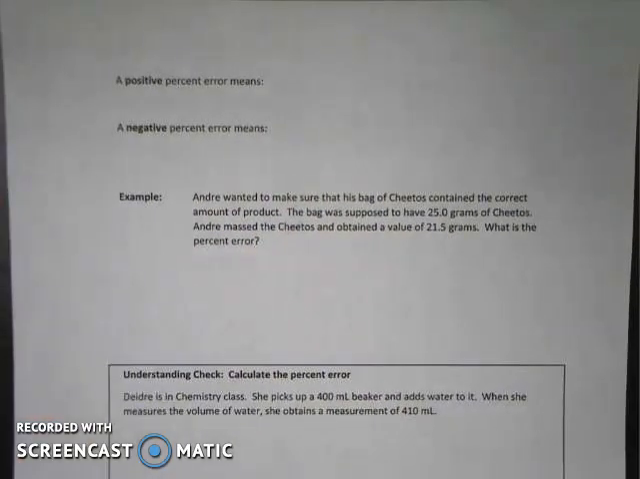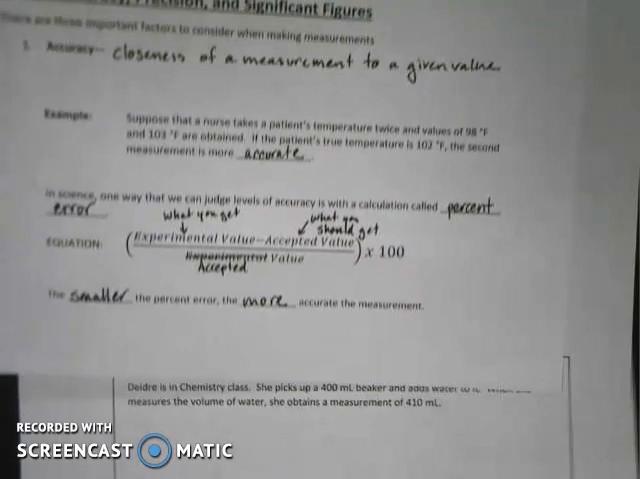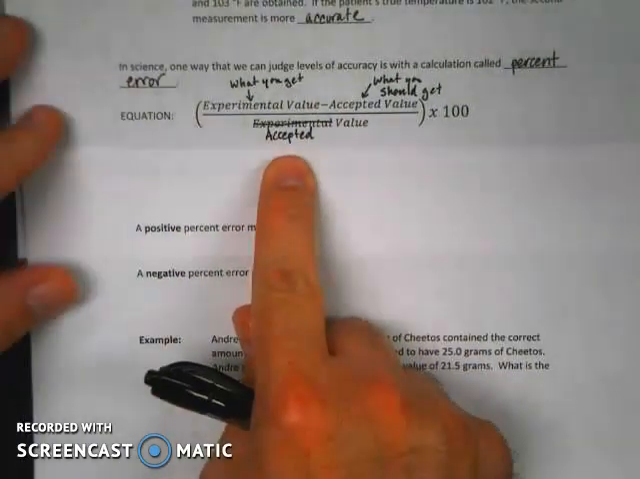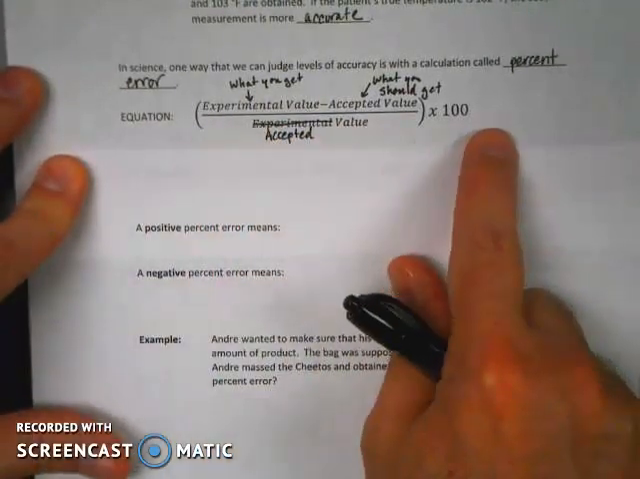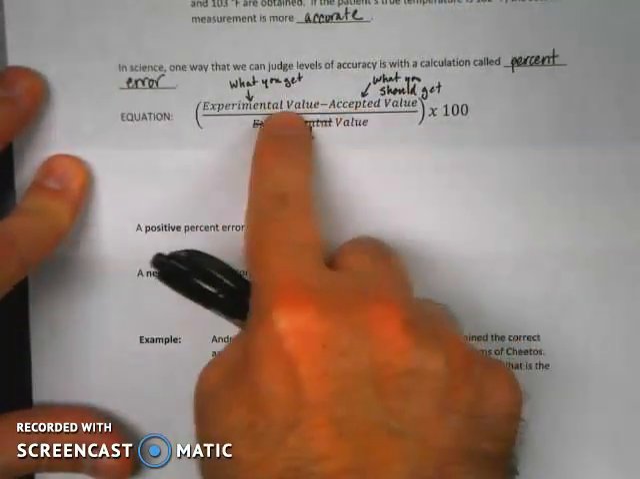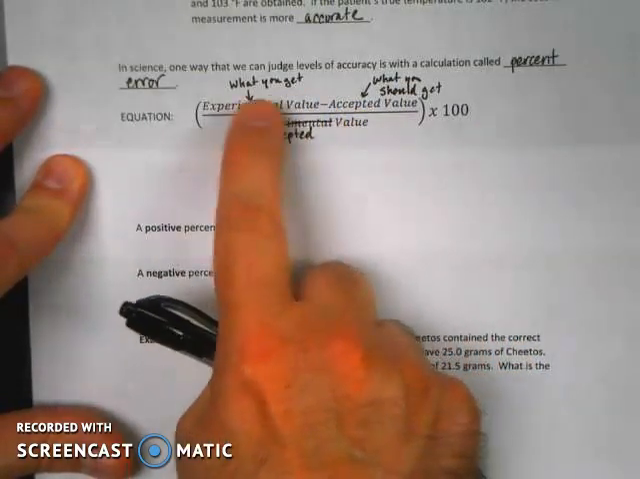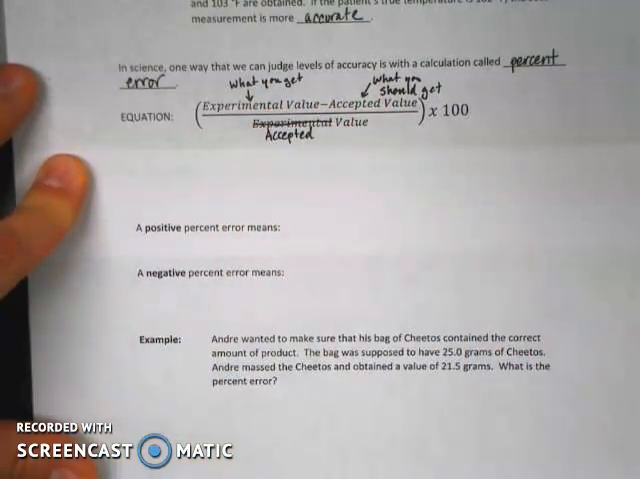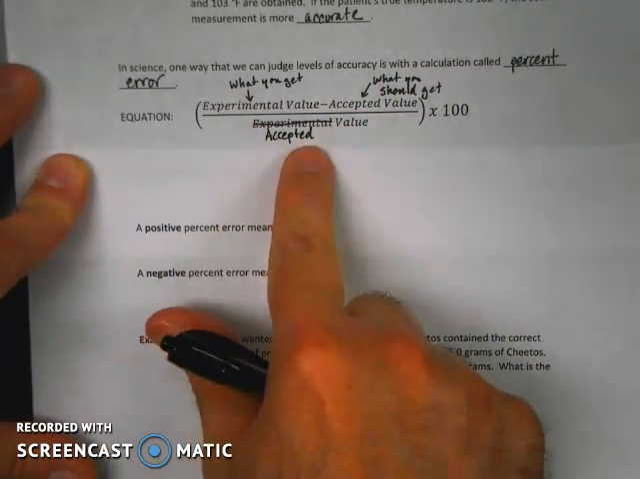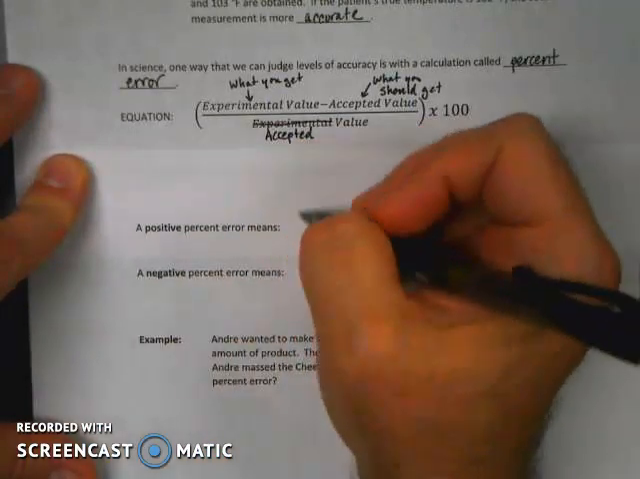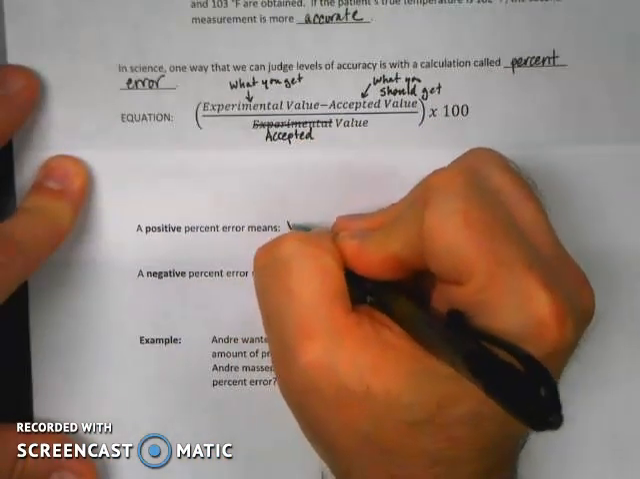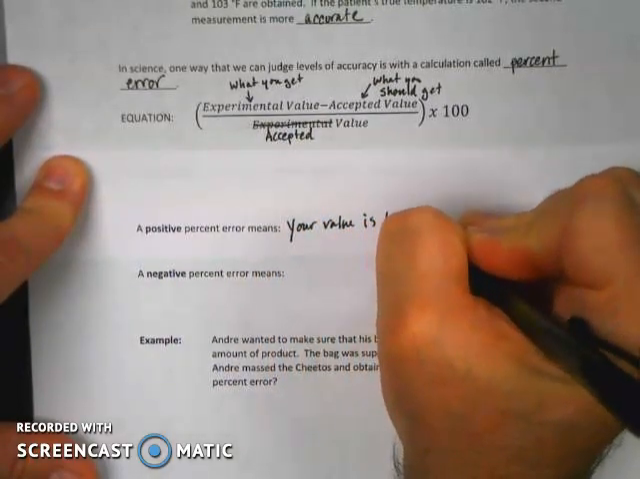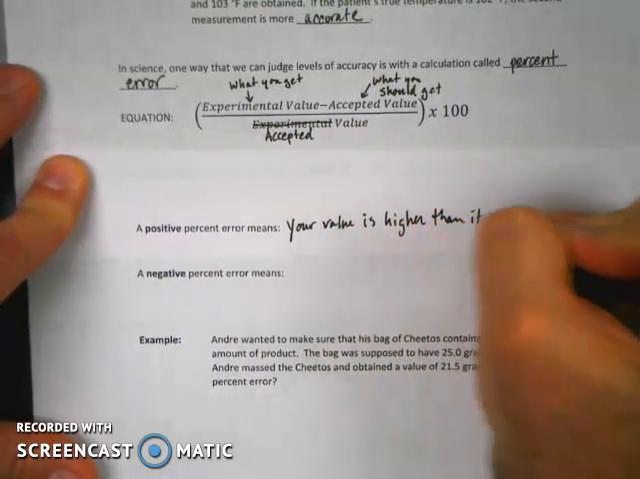So if we know that equation, and I'm going to put that equation back up here, in order for this to be positive, we have this minus sign up here. So if what you get is bigger than what you should get, that value on top is going to be positive. When you divide it by a number, you're going to get a positive number. So positive percent error means your value that you measure is higher than it should be.